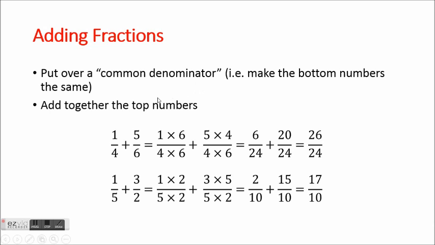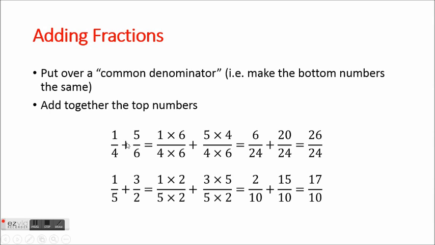Now adding fractions, this one's a bit more complicated because what you have to do is you have to get a common denominator, which means make the bottom numbers the same. So if you look at the first example, we have 1 over 4 and 5 over 6. Because we have a 4 here and a 6 here, that means we can't currently add them. You can only add fractions when they have the same number on the bottom. So our first goal is to make them with a common denominator, so the bottom number the same.